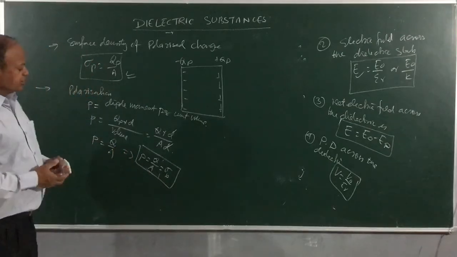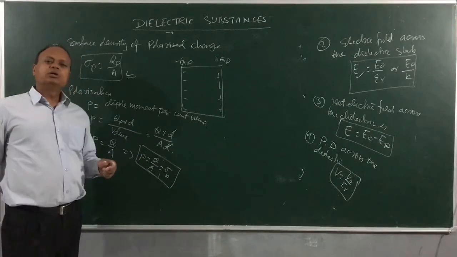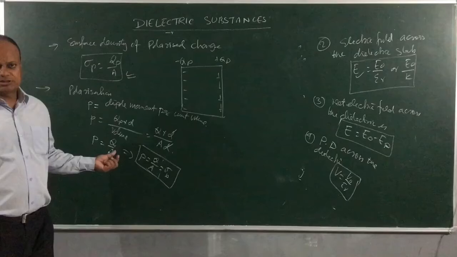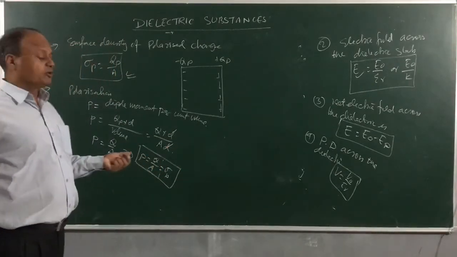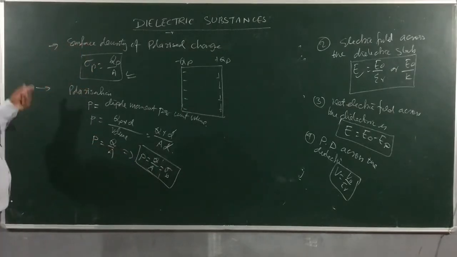So surface density of polarized charge will be equal to what? Equal to polarization. Okay. So this should be kept in mind. You may get a small derivation also in board exams on this. P is equal to sigma P. So make sure that you write down all these derivations and learn them. Okay.